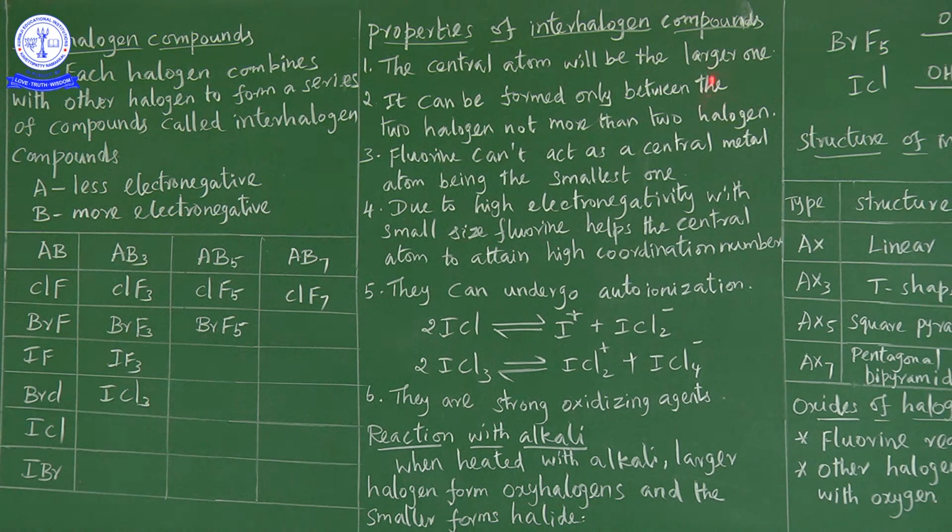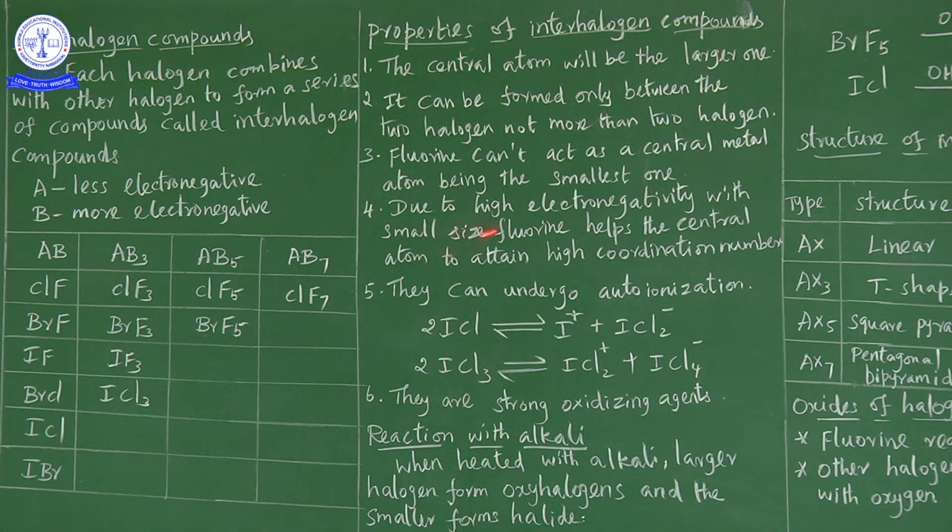So among the two halogens, which one is the largest in size, acting as the central atom? It can be formed only between two halogens, not more than two halogens. Then fluorine cannot act as a central atom, being the smallest one. Among the halogens, fluorine is the very smallest in size, so it cannot behave as a central atom.